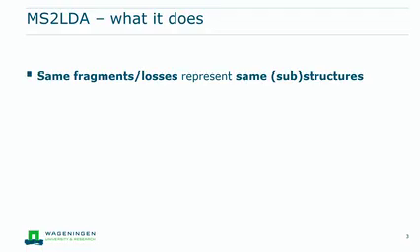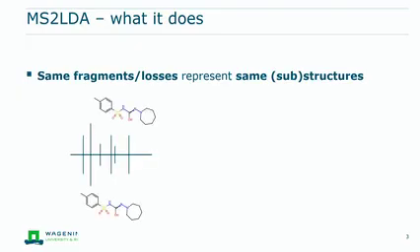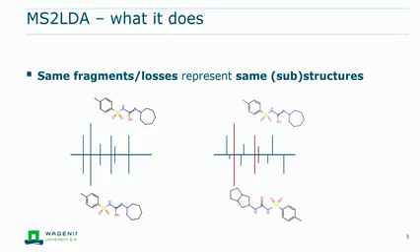But first, what is the principle of MS2LDA? We have the principle that the same fragments and losses, as Esteban mentioned, may represent the same substructure. So, for example, we have two different spectra and two different structures, and we can see that they align. As well, some fragments or losses can also be shared between different spectra. If I want you to stay with one concept in this workshop, it would be this one.